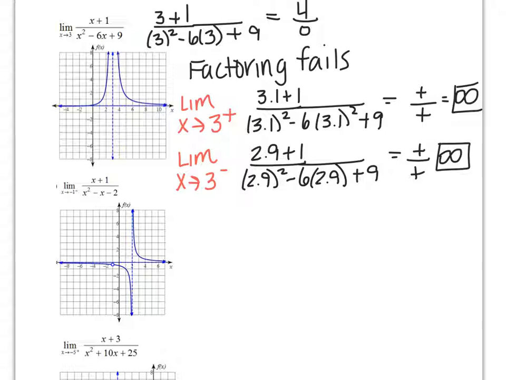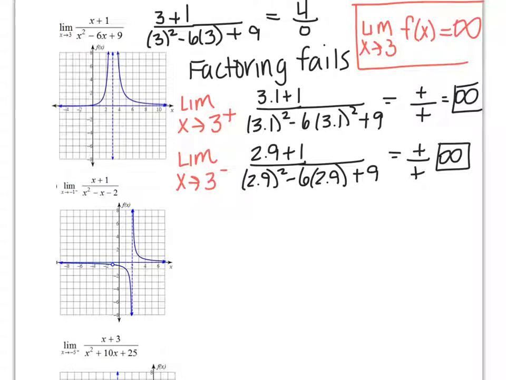And it proves the truth on the graph. They're both headed up towards positive infinity. So that would mean this entire limit as x approaches 3 goes to infinity. So we could write the limit as x approaches 3 of the function, which we'll call f of x, equals positive infinity. That is my answer.